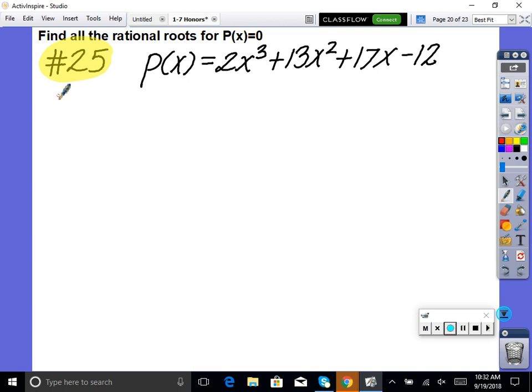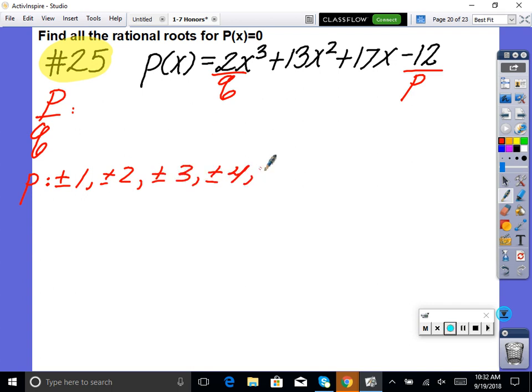So let's list out the possible p over q's. Factors of p: plus or minus 1, plus or minus 2, plus or minus 3, plus or minus 4, plus or minus 6, plus or minus 12. Factors of q: plus or minus 1, plus or minus 2. So now start doing p over q.